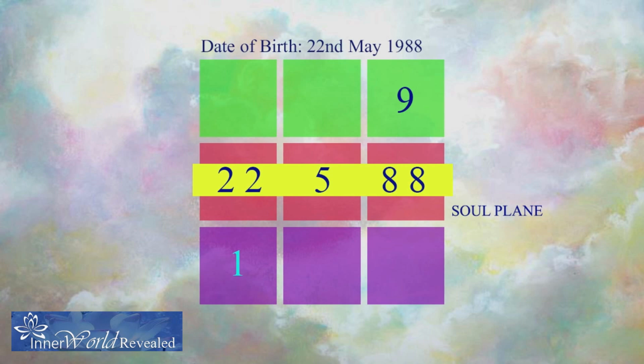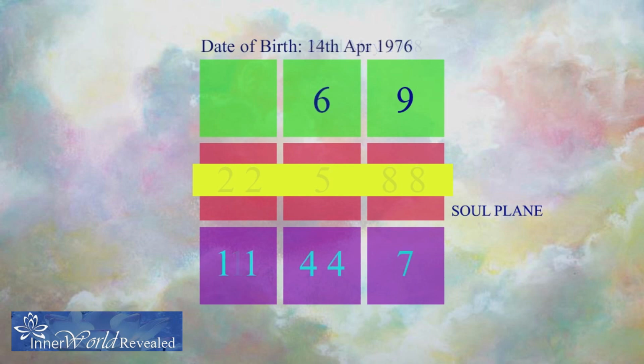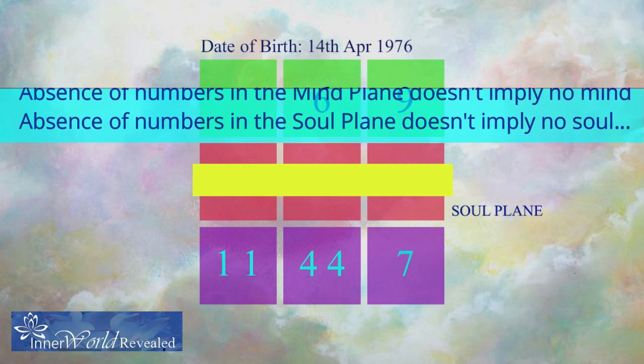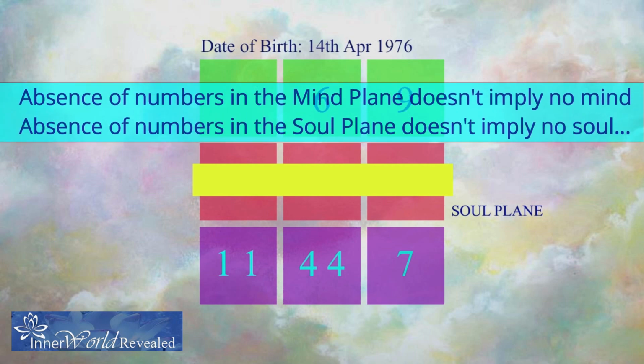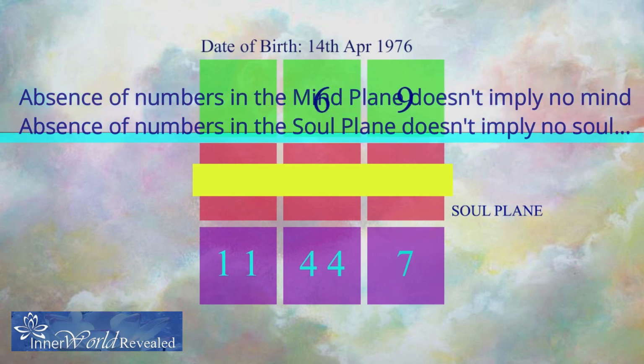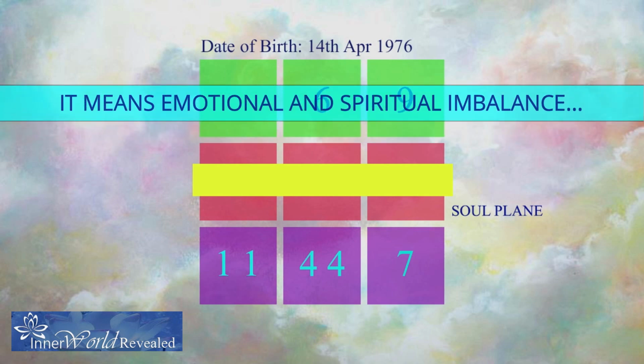Little disharmony or conflict around them will profoundly disturb them and drive them to their shells. Now let us come to just the reverse of the same pattern. What if all these three numbers are missing? Now once again, don't jump into conclusions. Absence of mind numbers in the mind plane doesn't mean no mind, and absence of soul numbers doesn't mean no soul. It only means emotional and spiritual imbalance.